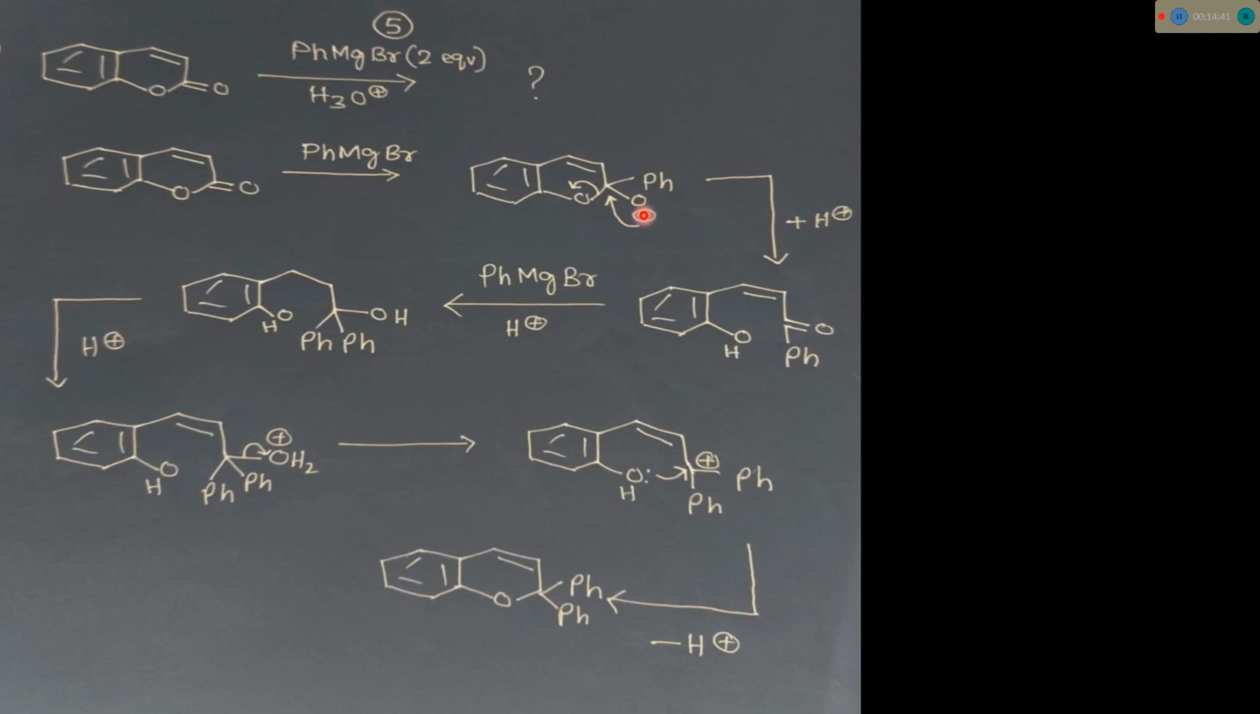Now this negative charge goes back to open this O group. After accepting H plus, this O group becomes OH. So again it becomes an alpha beta unsaturated carbonyl. First it was an alpha beta unsaturated ester, and after reacting with the first equivalent of Grignard reagent, it becomes an alpha beta unsaturated carbonyl again. It will react with the second equivalent of Grignard reagent to form a secondary alcohol after acidification.